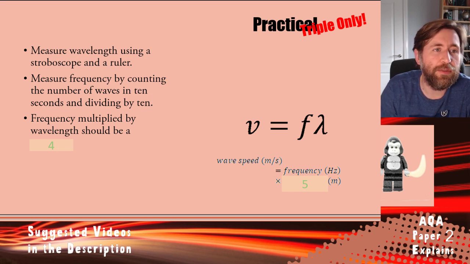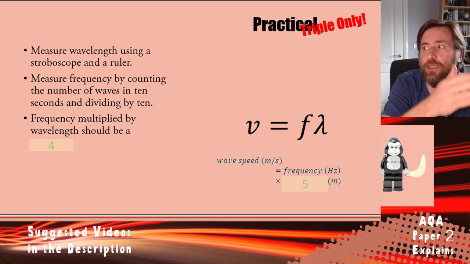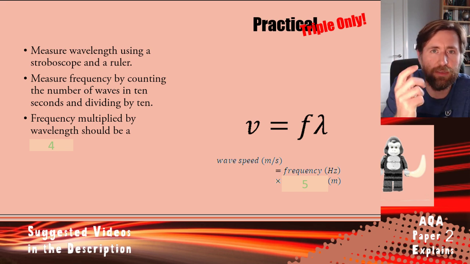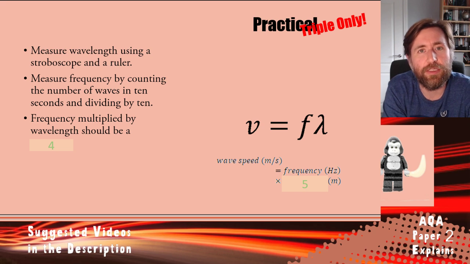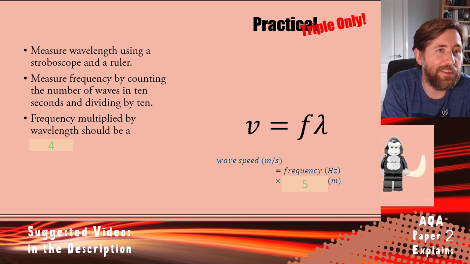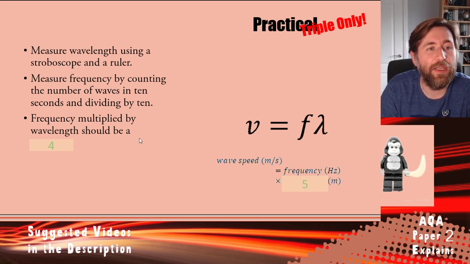You can measure the frequency by counting how many waves there are in 10 seconds. So you time for 10 seconds so that it's more accurate. It's very hard to time just 1 second accurately because of reaction time. Time for 10 seconds, and you do the number of waves in 10 seconds, divide by 10 to give you the frequency as per second.